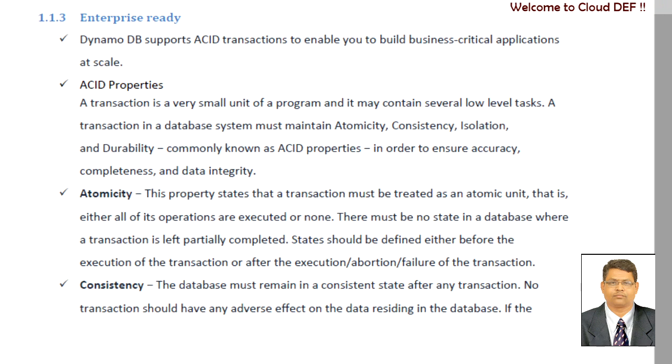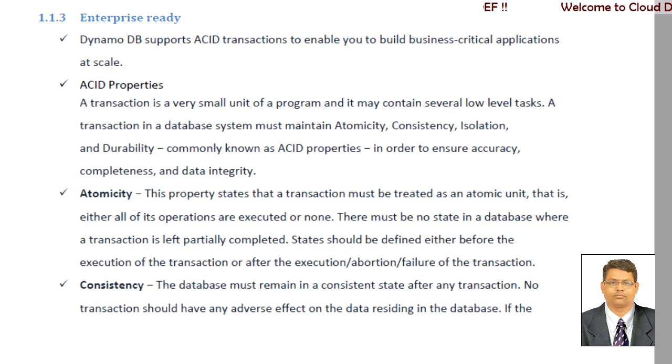1.1.3 Enterprise ready. DynamoDB supports ACID transactions to enable you to build business-critical applications at scale. ACID properties. A transaction is a very small unit of a program and it may contain several low-level tasks. A transaction in a database system must maintain atomicity, consistency, isolation, and durability, commonly known as ACID properties, in order to ensure accuracy, completeness, and data integrity.